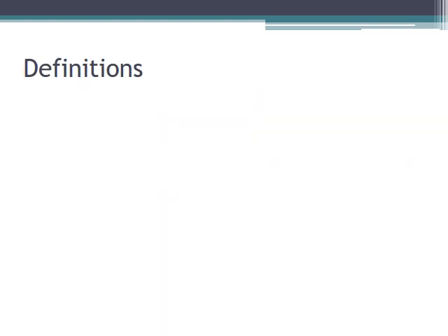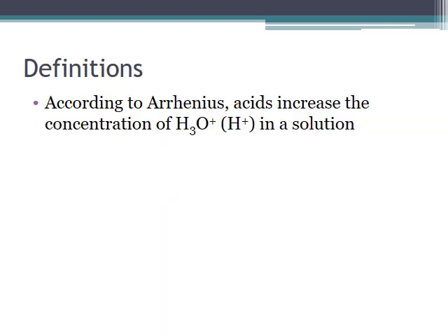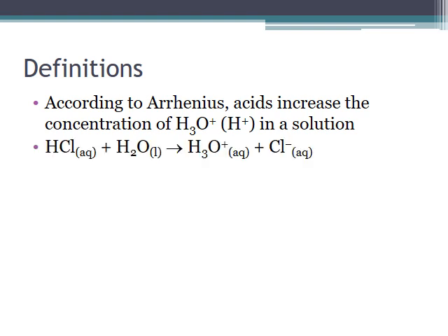So back to the Arrhenius definition. According to Arrhenius, acids increase the concentration of H3O+, H+, in a solution. Here's an example of a common acid, hydrochloric acid. It reacts with water, giving us H3O+ and Cl- ions. Another way to write this is just HCl aqueous. The aqueous means surrounded by water molecules. H+ and Cl-. We saw the H+ surrounded by water molecules in that picture a couple slides back.